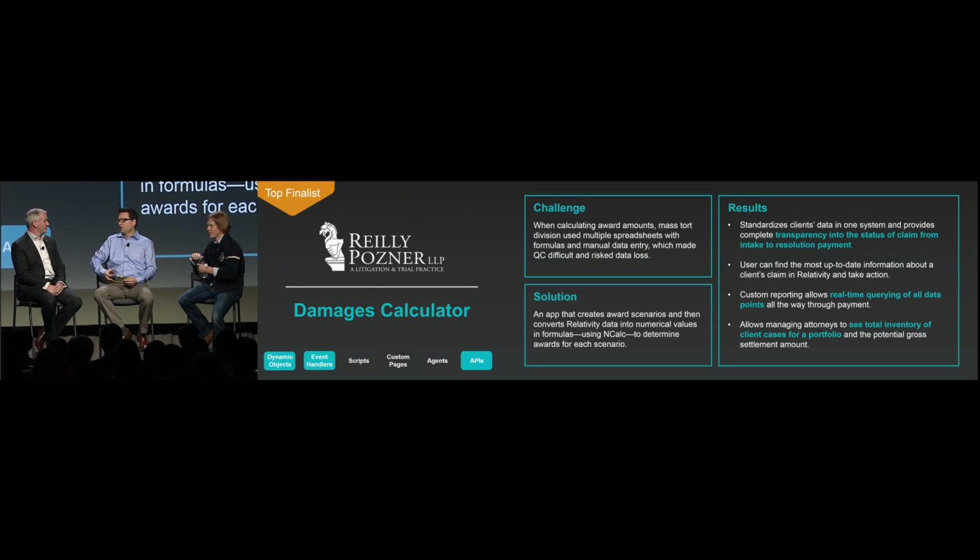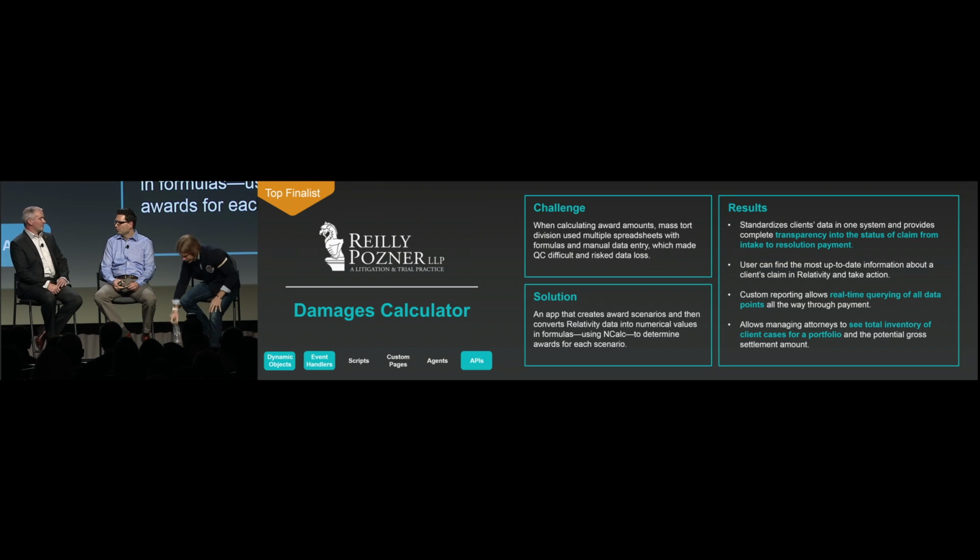Scott, can you tell us a little bit about the challenge that you were trying to solve and how you went about solving that problem with the Relativity platform? Yeah, so at Reilly Pozner, our mass tort division stores all their case data about their clients inside the system, and they were extracting that data to do calculations to try to figure out the total value of their settlement potential.